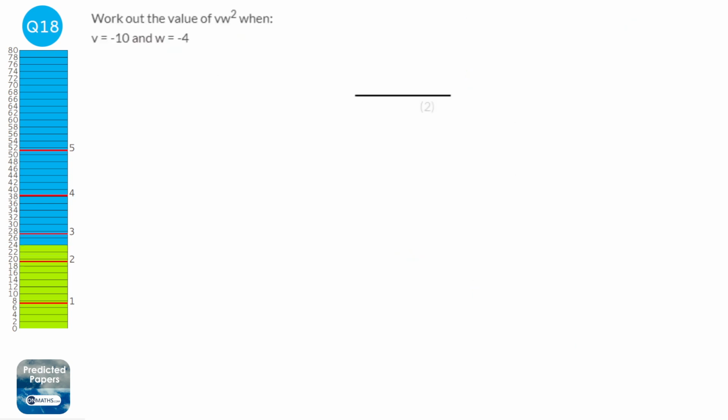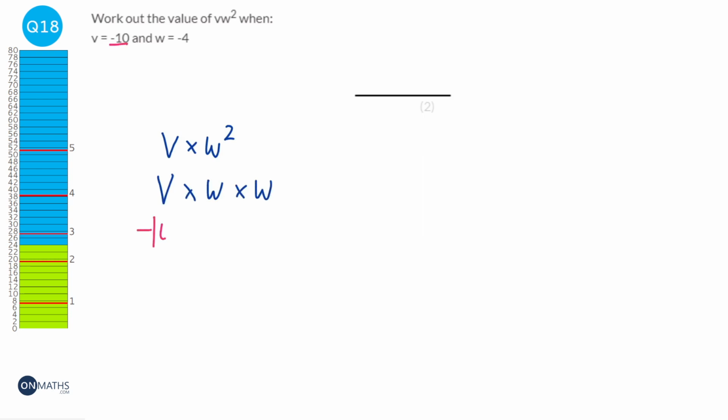Let's rewrite this expression, but with a times sign in, so v times w squared. Now w squared just means times by itself, so we can rewrite that as v times w times w. Okay, so we know v is minus 10, so minus 10, and we know w is minus 4, so it's times minus 4 times minus 4.